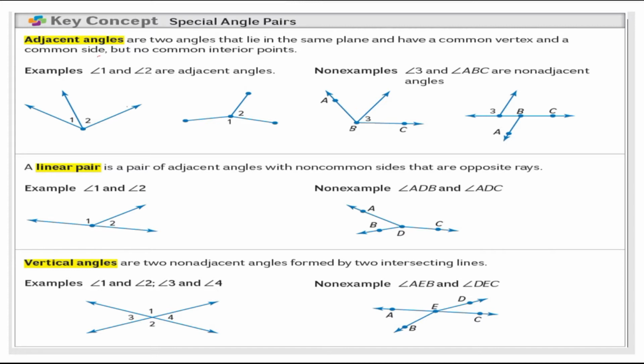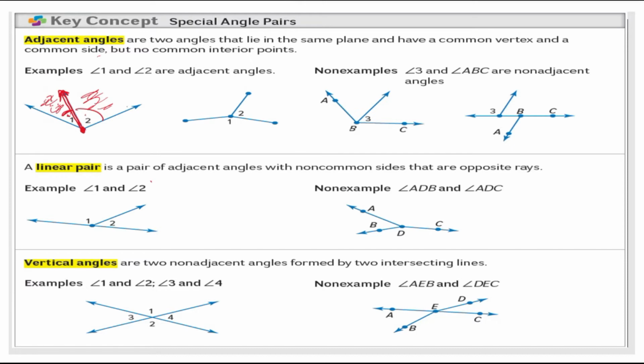What does that mean? You can see there are two angles, angle 1 and angle 2 in this first figure. They have a common vertex and a common ray, and there are no common interior points. For angle 1, the interior points are right here. For angle 2, interior points are right here. So they are not sharing any interior points. I'm not going to go into details about non-examples, just the definitions.